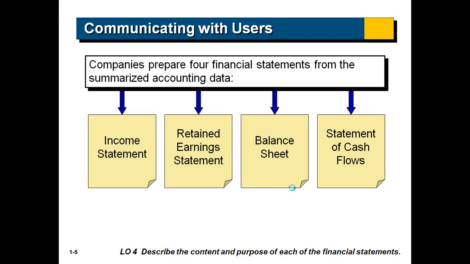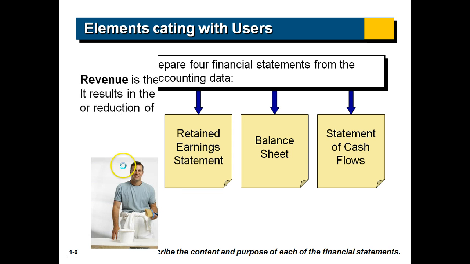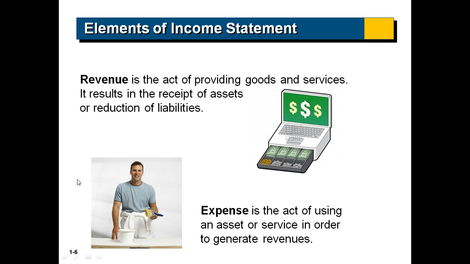So let's get started. There are four primary financial statements that comprise the set of financial statements. Those consist of the income statement, retained earnings statement, balance sheet, and statement of cash flows. Let's start by looking at the income statement. The income statement basically has two primary things that it reports: revenue and expenses.